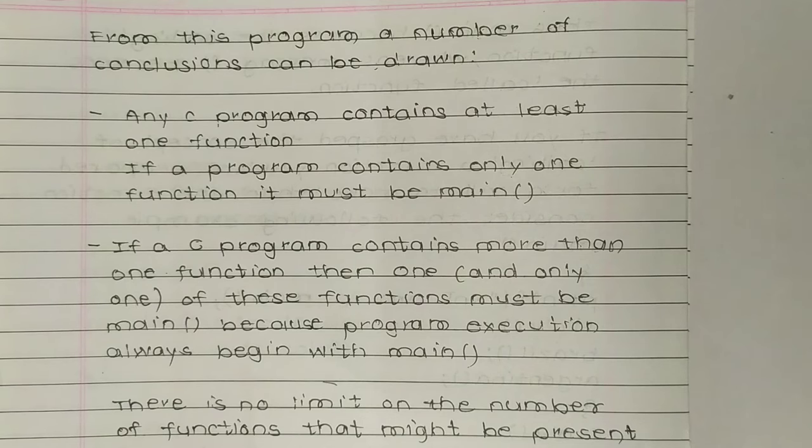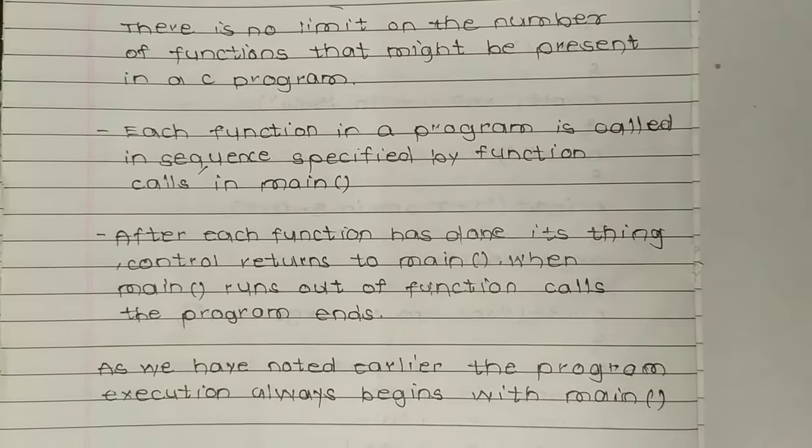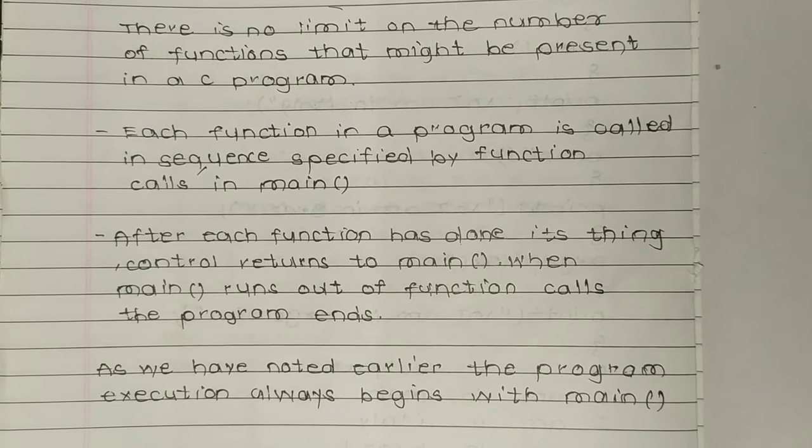Now, if a C program contains more than one function, then one and only one of these functions must be main, because program execution always begins with main. There is no limit on the number of functions that might be present in a C program.